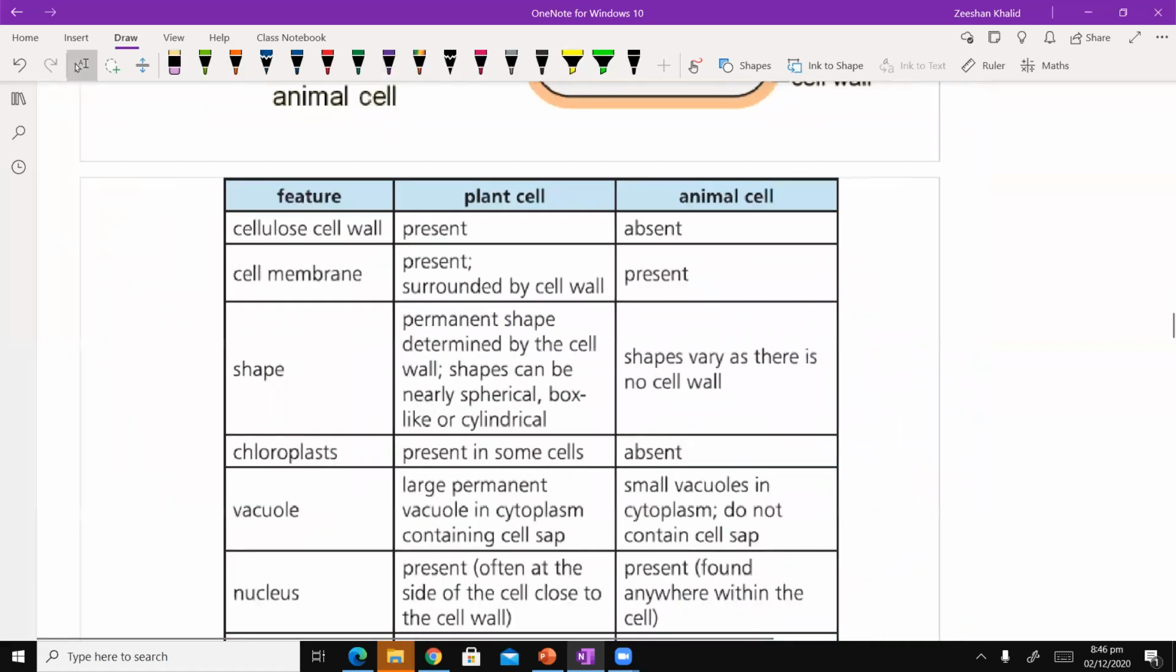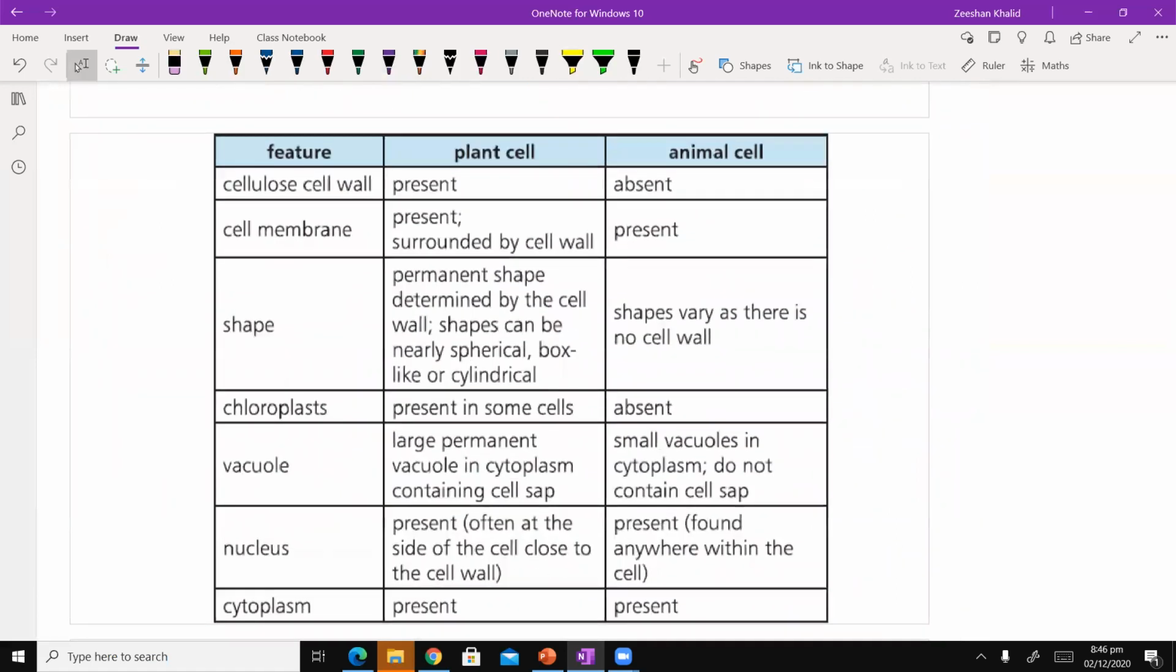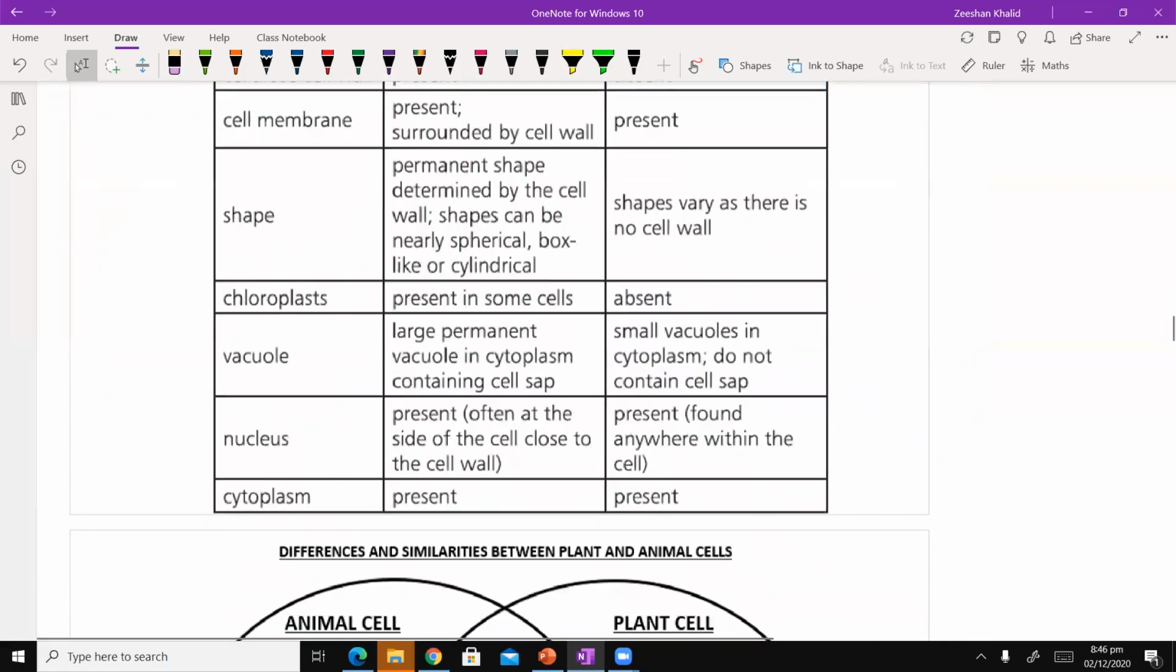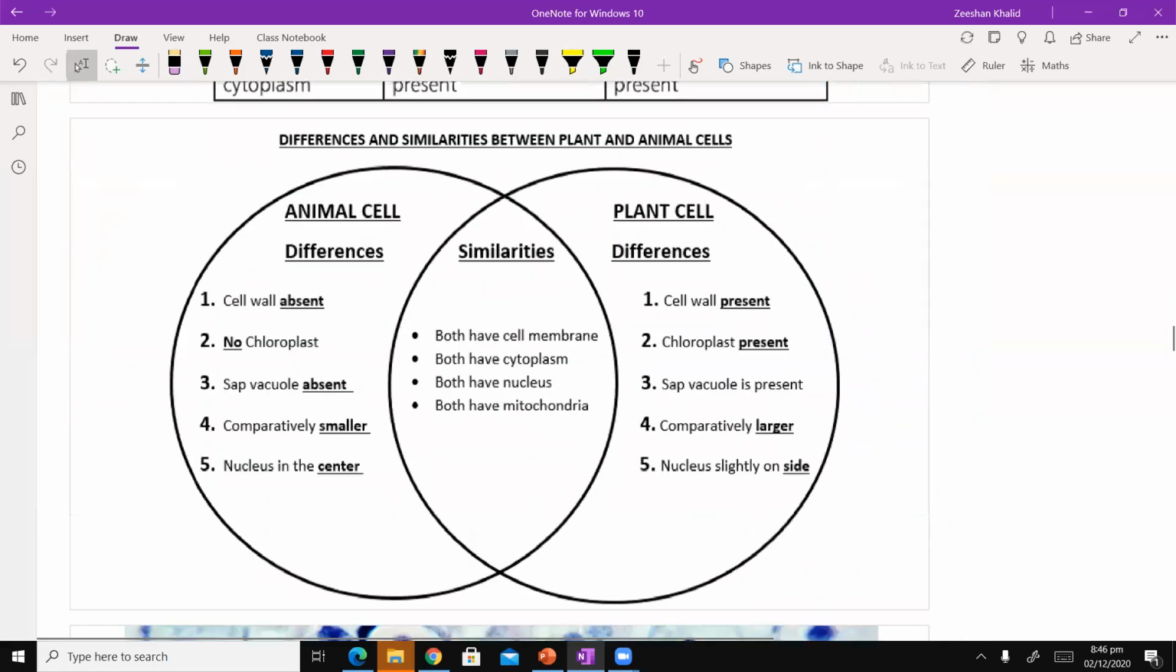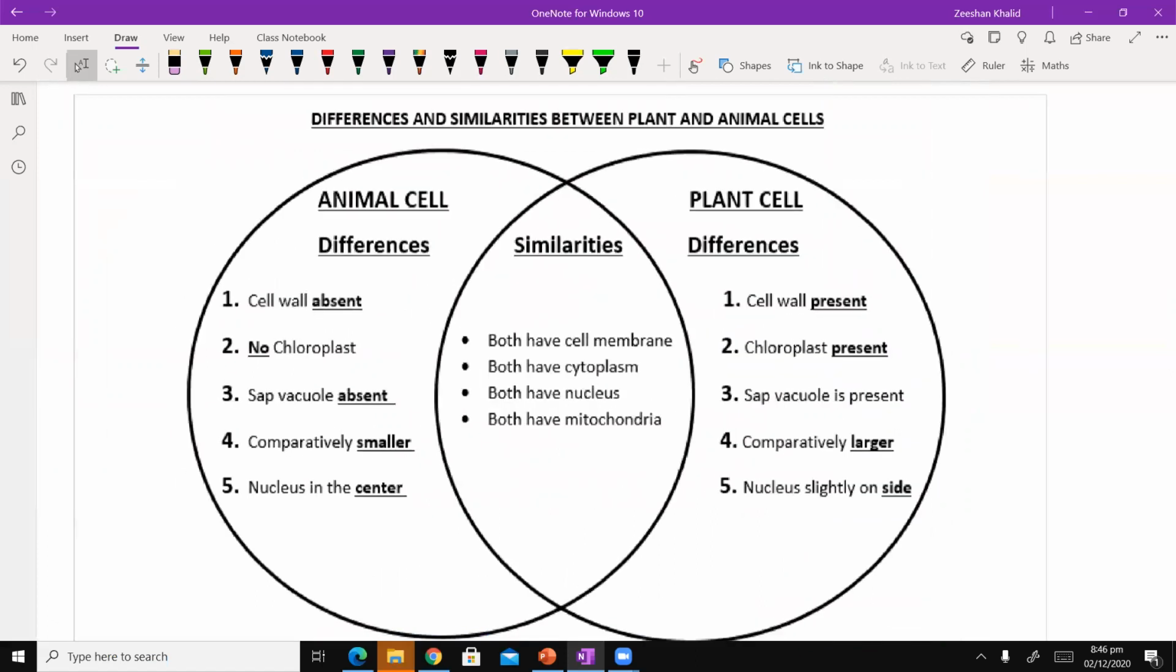This is just a table that is, again, explaining the same idea that I did. So inshallah, you can go through this yourself. Now, this is a diagram that I myself have made. It's a Venn diagram that explains the similarities and differences between the plant and the animal cells. Let's look at the similarities first.